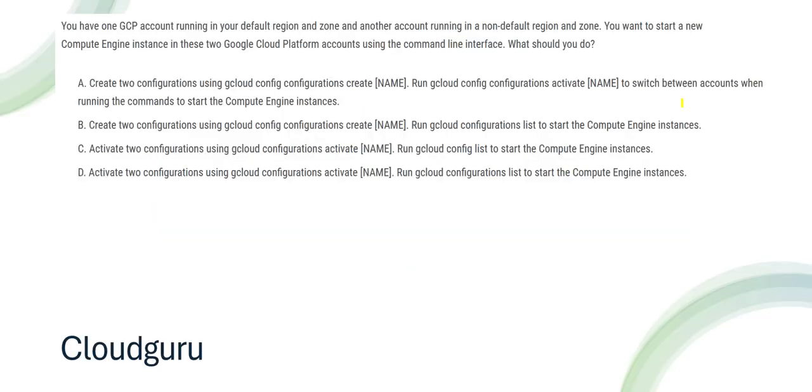So let us delve into depth of this question. You have one GCP account, and there is another account in a non-default region. So you basically have two accounts, one in the default region and zone, the other in a non-default region and zone. What you want to do is start a compute engine instance in these two accounts using the command line. What should you do?